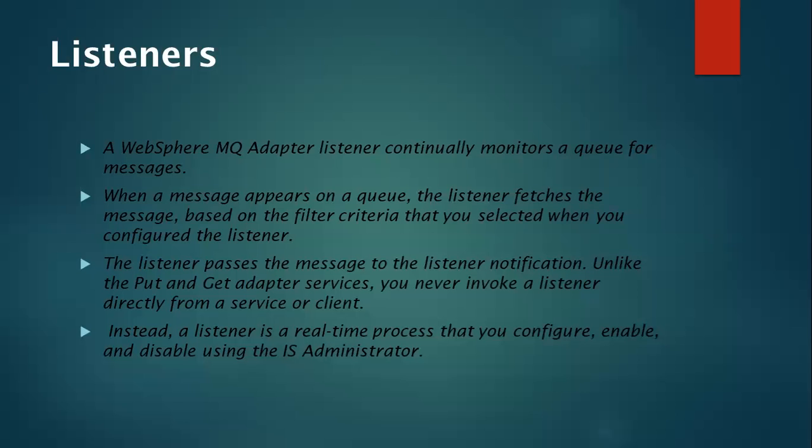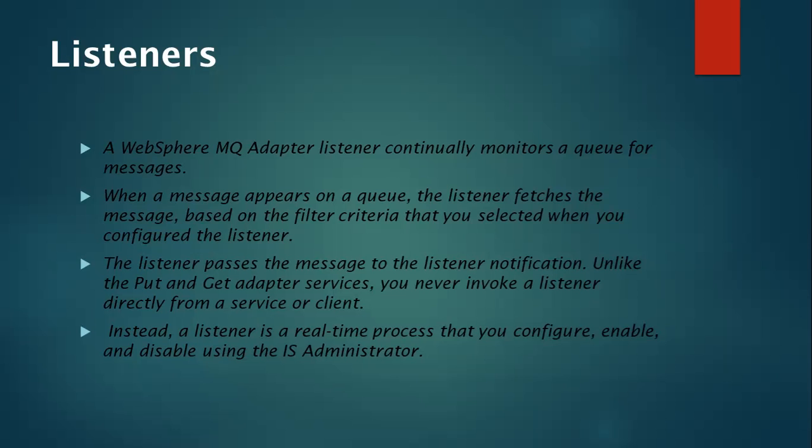As we discussed in the previous slides, we have listeners that continually monitor the queue for messages. So whenever a message appears on the queue, the listener fetches the message based on the criteria that you selected when you configured the listener. And whenever a listener comes across a message, it passes the message to the listener notification. Unlike the put and get adapter services, you never invoke a listener directly from a service or client.